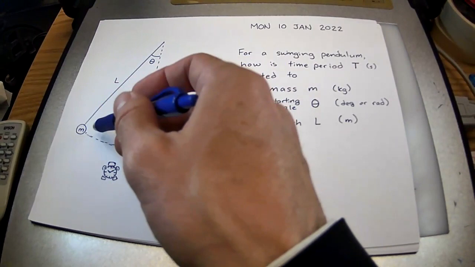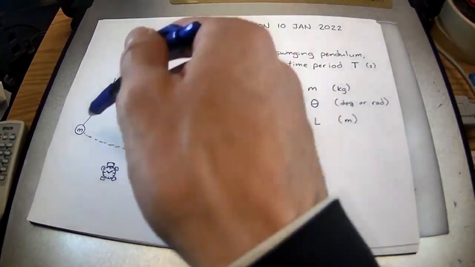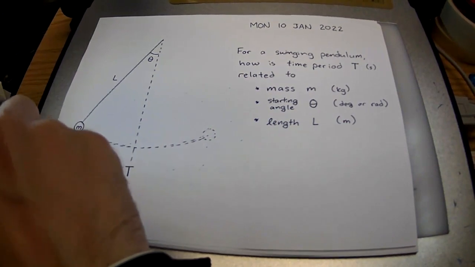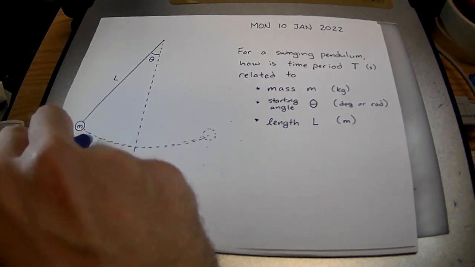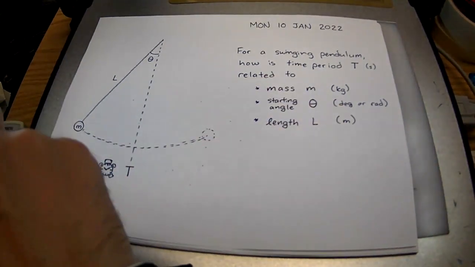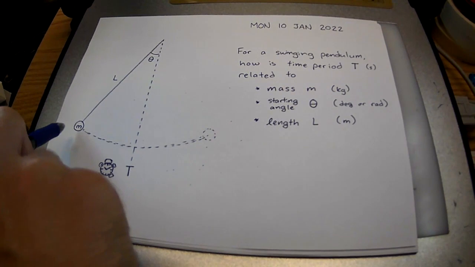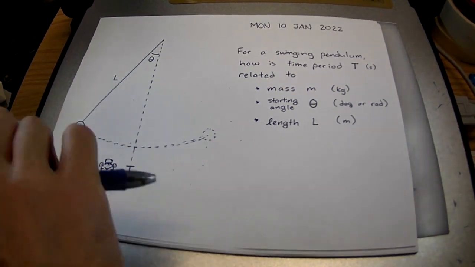We are making a lot of simplifying assumptions, including that the string itself has negligible mass. So just a side note there. But if you increase the mass, is that going to increase the time period? Let's say it would slow it down. Is it going to decrease the time period? Let's say swing faster. Or is it going to have no effect at all? Let me see what you guys are thinking.